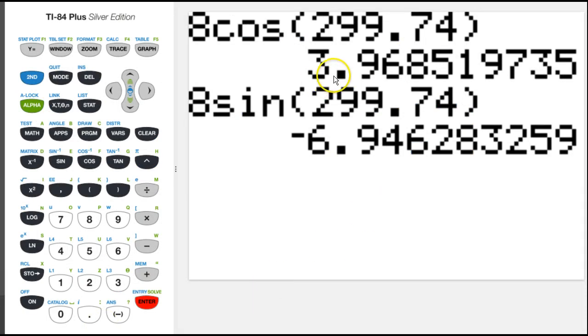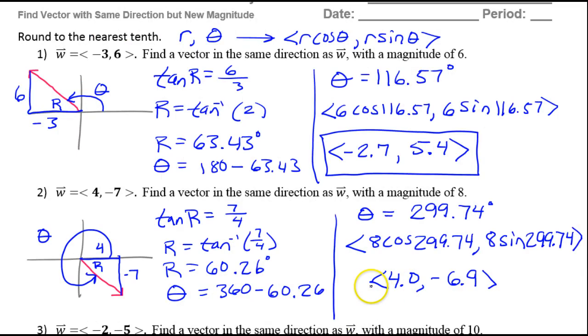So the horizontal component is 3.968. This would round to 4.0 if I round to the nearest tenth. So 4.0 and negative 6.9. And that's it.